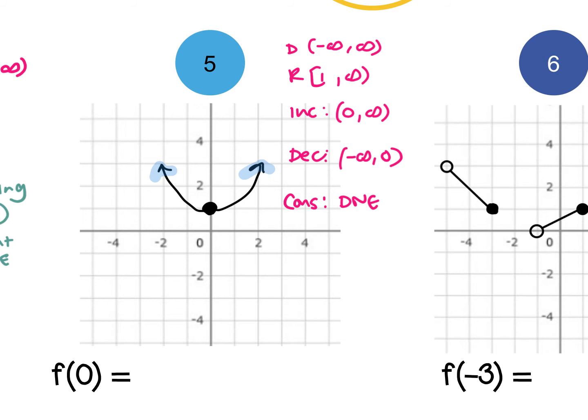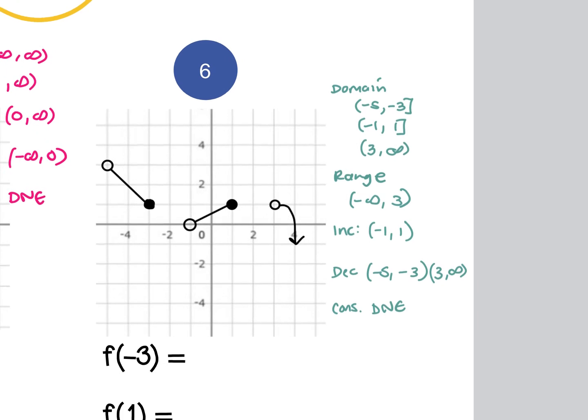numbers, which is negative infinity to positive infinity. My range, the lowest point here is at 1. It's a solid dot, so it's a bracket, and then they point up, so it's positive infinity. It is decreasing first, so as I move from left to right, it is decreasing from negative infinity up to 0, and then it changes direction and it increases on the second part, 0 to positive infinity. Again, no constant.